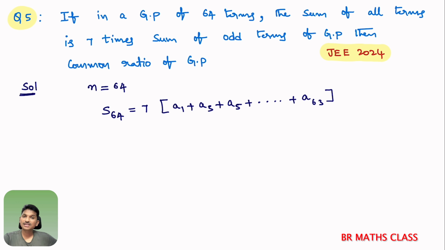Okay. In this question, they have not given anything related to the first term or common ratio. That information is not there. I suppose for these 64 terms the common ratio is R, and the first term I'll take as A.